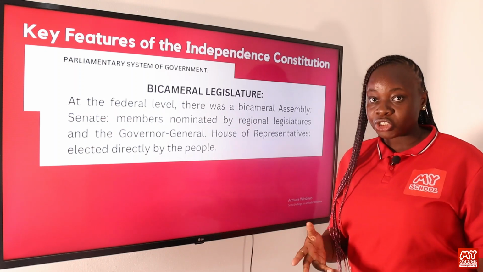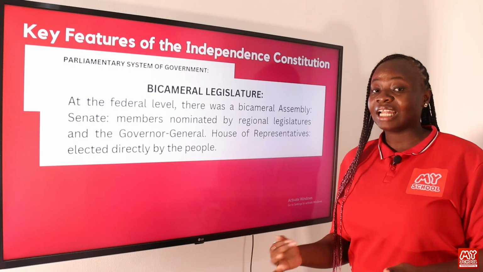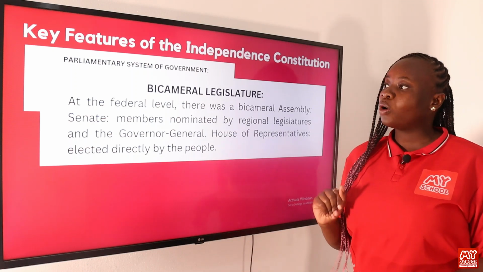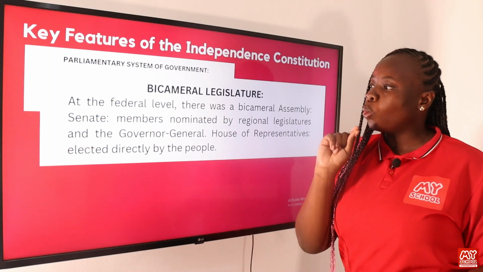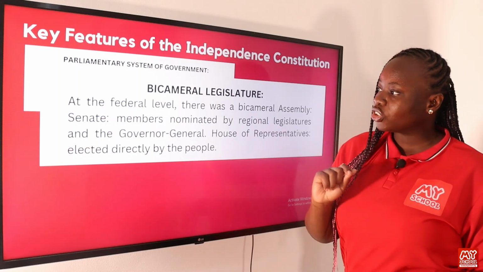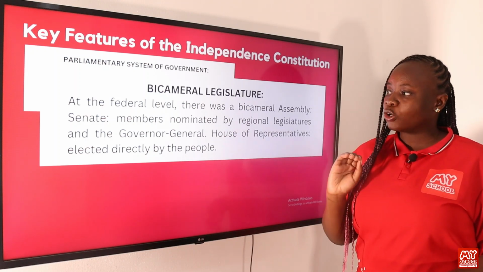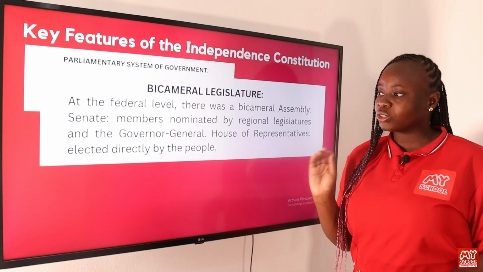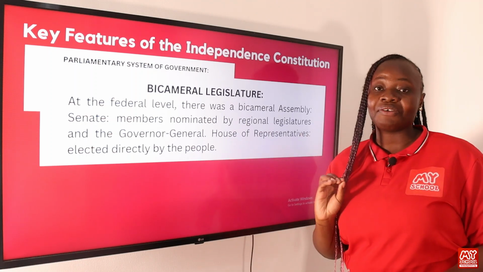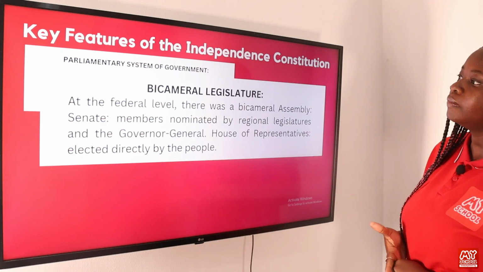So each of these various regions had a House of Chiefs, a House of Representatives and a House of Assembly. But now at the federal level, we have a bicameral legislature where we have the Senate House, which is the upper house and consists of members nominated by the regional legislatures and the Governor General. And then we have the House of Assembly, which is the lower house and consists of members that are elected directly by the people. Now let's move on to another feature.